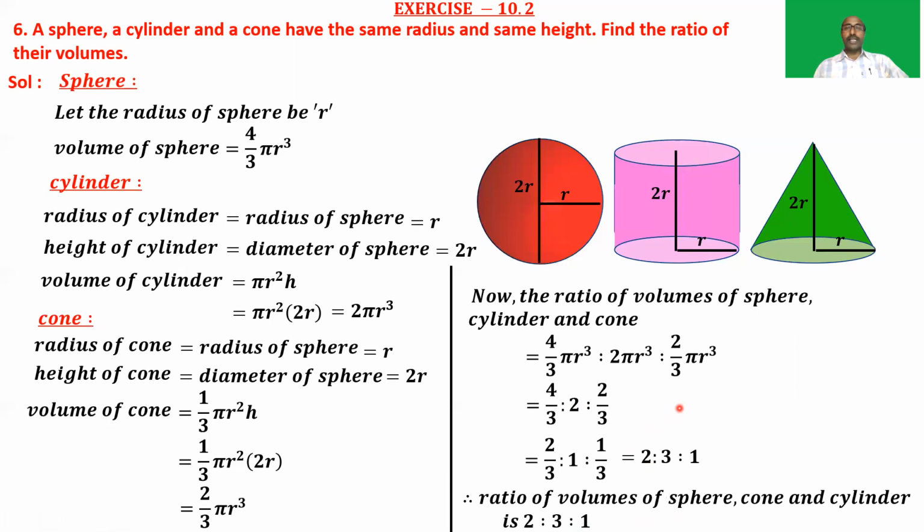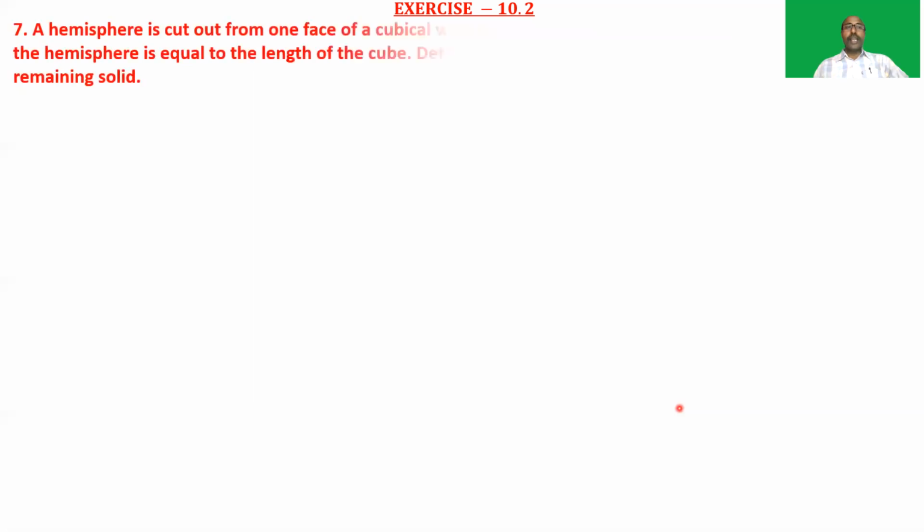Next, take the seventh one. A hemisphere is cut out from one face of a cubical wooden block such that the diameter of the hemisphere is equal to the length of the cube. Determine the surface area of the remaining solid.